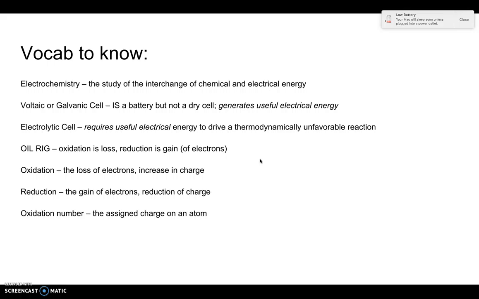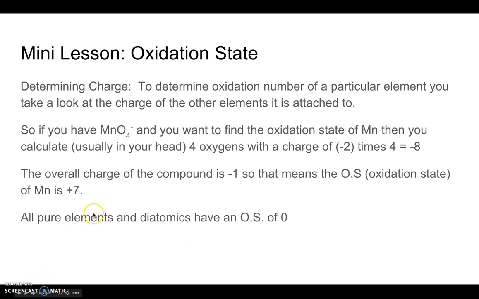Oxidation is the loss of electrons, and reduction is the gain of electrons, and you can use OIL RIG to remember that. Oxidation number is the assigned charge of an atom. So first we're going to learn oxidation state and how to determine it.